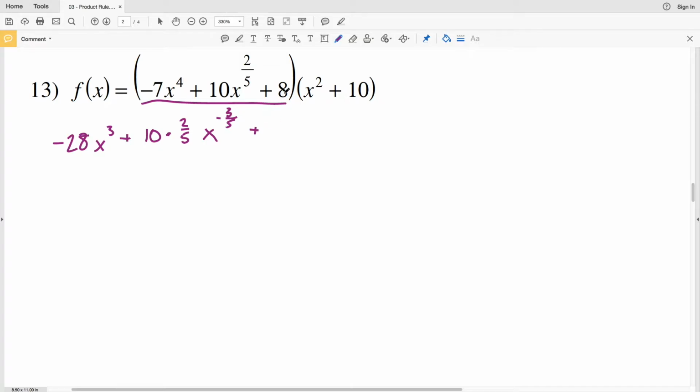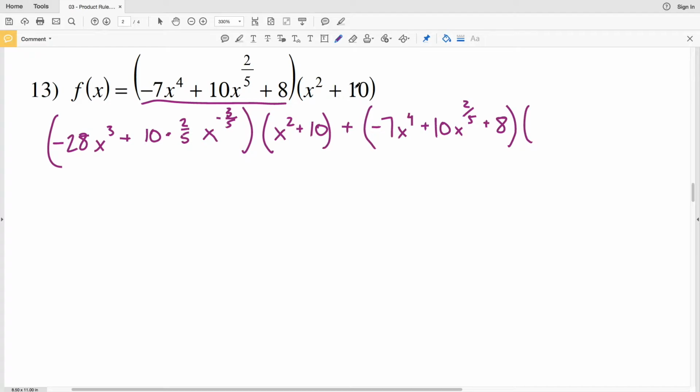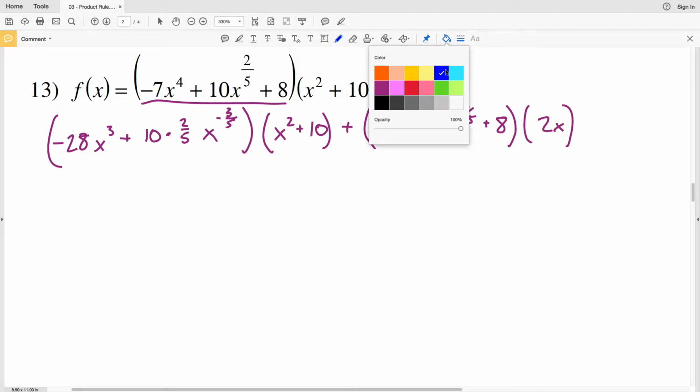And then we're adding that to 0 because the derivative of 8 is 0, but we don't need to write that in. So this, the derivative of the first function, will get multiplied by the second function, x squared plus 10, and that will be added to the first part of our function, or the first polynomial, negative 7x to the fourth plus 10x to the 2 fifths plus 8 times the derivative of x squared plus 10, which the derivative of a constant is 0, so we're just looking at the derivative of x squared, which is 2x. So now we're going to need to distribute, but before I do that, I'm going to simplify.